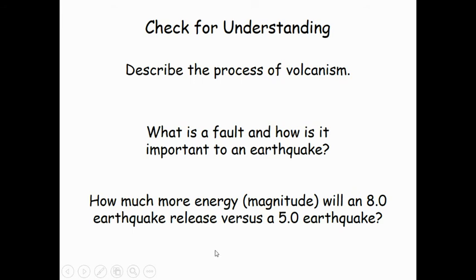How much more energy will a magnitude 8 versus a 5 release? Take a look at number 27. Yeah, so basically every number is equivalent to a 0. So if we got a 3 increase, we're talking about 3 zeros. We're talking about 1,000 times more energy being released.